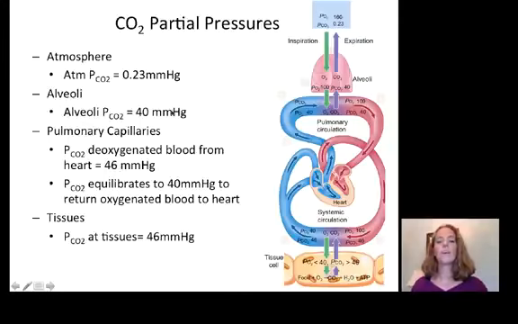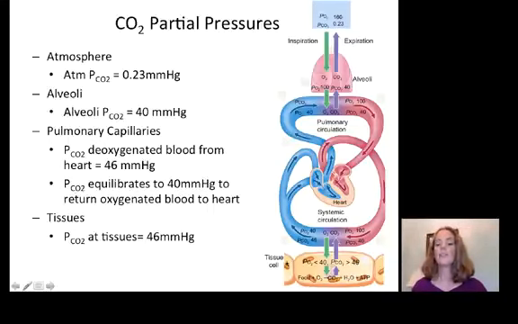The air sacs are 40. Which way is the carbon dioxide going to move? Well, back up and think about which way you want it to move. You want it to go from the pulmonary capillaries into the air sacs so that the lungs can remove it and breathe it out, right? So that's what happens. 46 is high, 40 is low. The carbon dioxide is going to go from the pulmonary capillaries into the air sacs, from 46 to 40, and then the lungs will breathe it out and remove it.